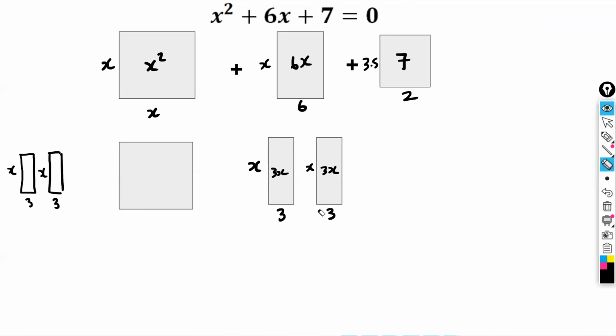And if I just rub out what I've got here, so if we merge these two rectangles onto the square, what we'll end up with is something like this.